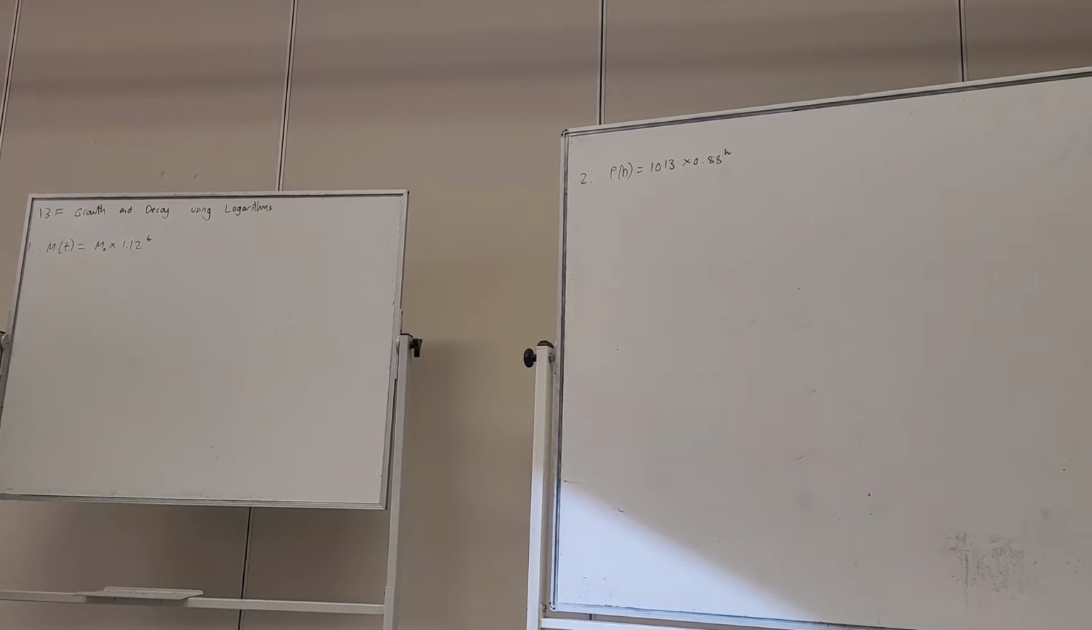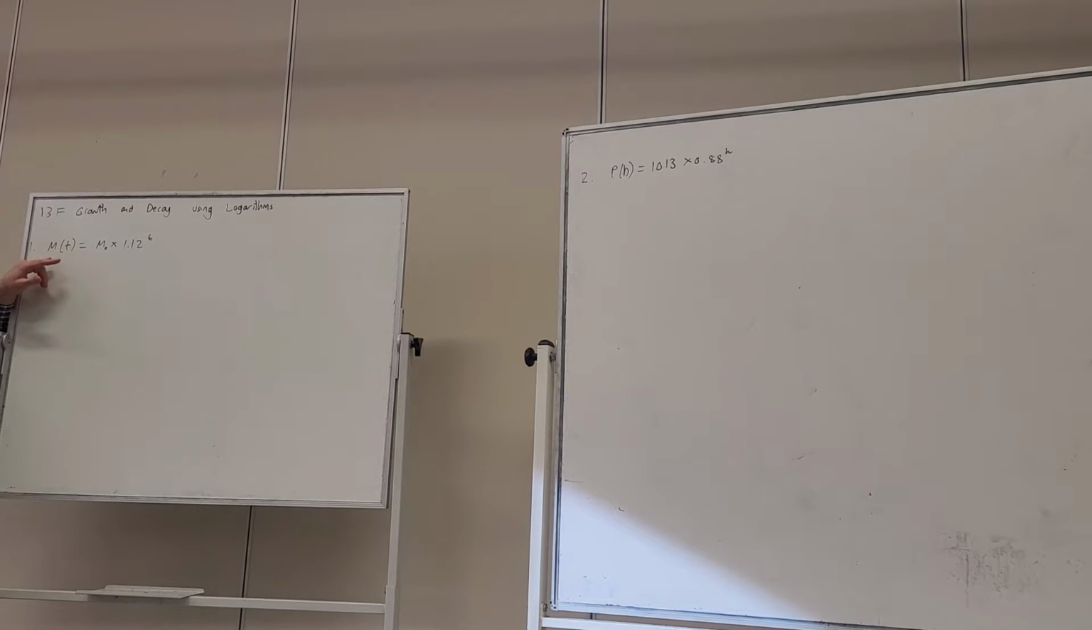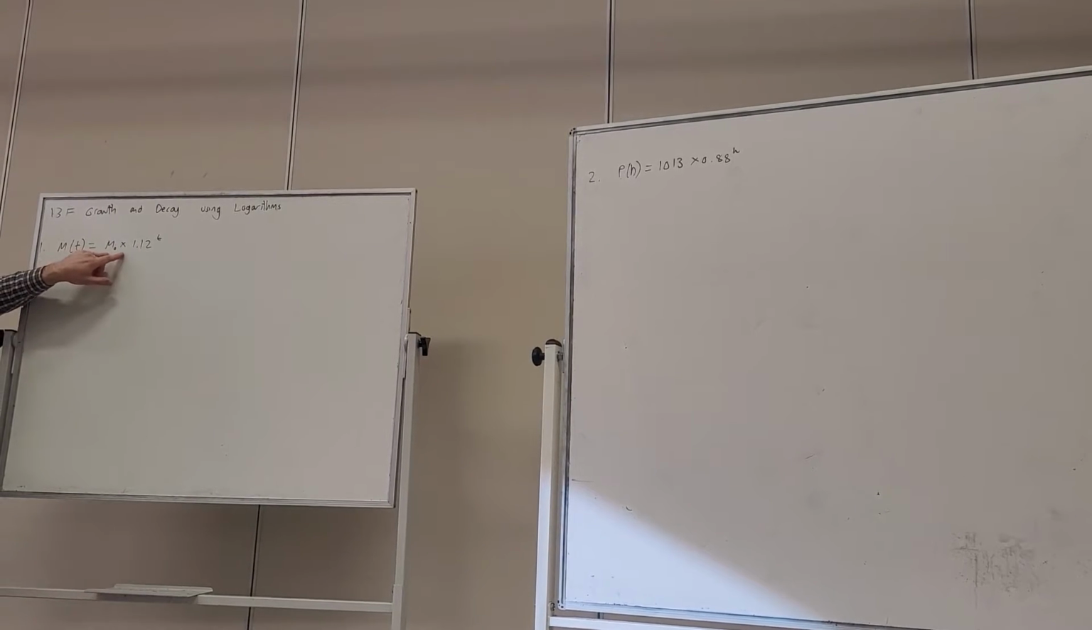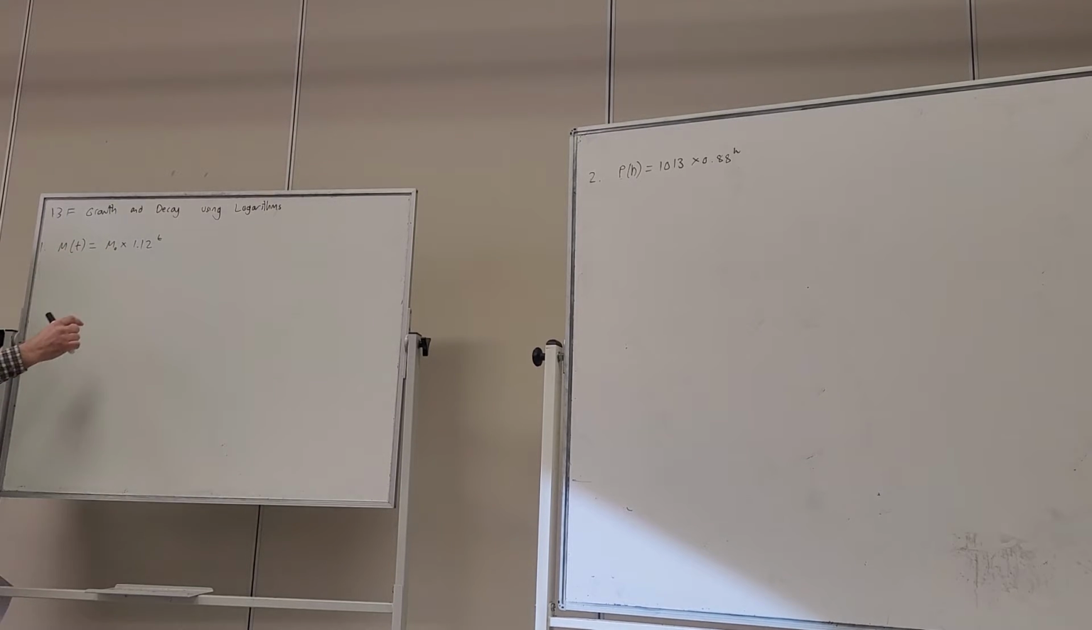So here we have the equation of the mass of a star, Alpha Centauri. It's our closest star, 2.1 light years away. And its mass increases as time goes on. You think of Big Bang cosmology, it's a massive thing, it's attracting more matter towards it, it's getting bigger and bigger. And so its mass is growing at 12% per year.